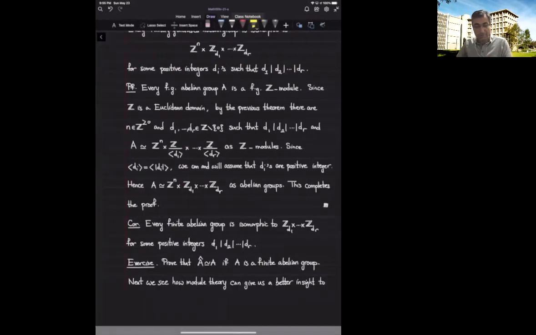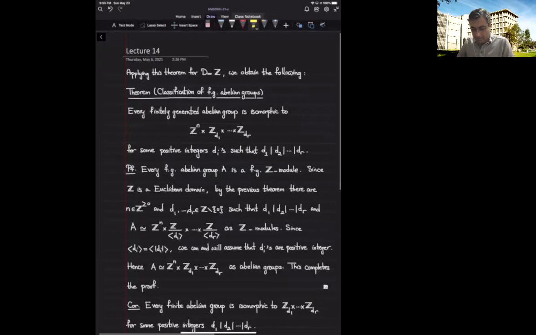Let's start with the ring of integers. So applying this result for the ring of integers, we immediately get the following theorem. Let's recall that a Z-module is an abelian group and vice versa. An abelian group is a Z-module. So there is no distinction between Z-modules and abelian groups. They are the same. A Z-module homomorphism is an abelian group homomorphism and vice versa. So that helps us to come up with a classification for finitely generated abelian groups.